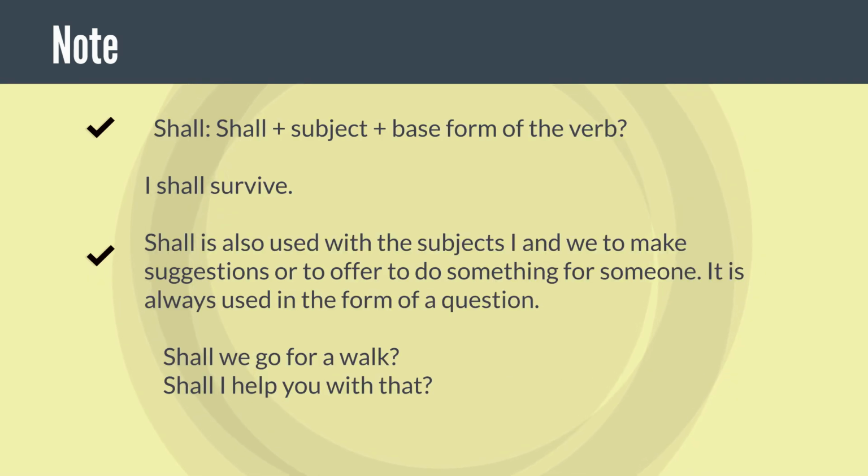Be going to: am, is, are plus going to plus base form of the verb. Shall plus subject plus base form of the verb. I shall survive. Shall is also used with the subjects I and we to make suggestions or to offer to do something for someone. It is always used in the form of a question. Shall we go for a walk? Shall I help you with that?